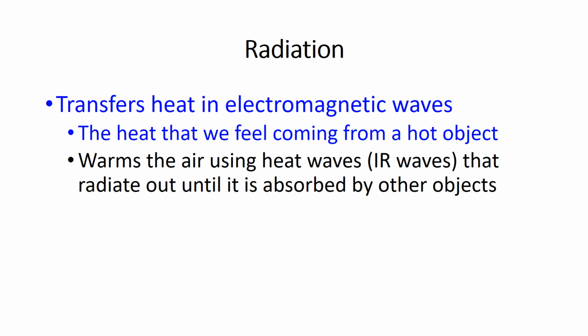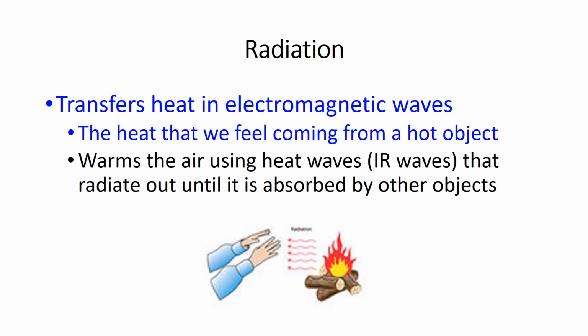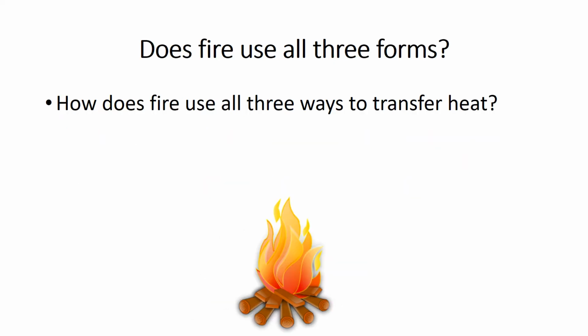Radiation is the final way that heat can transfer. When we're talking about radiation, this is heat that's transferring in the form of electromagnetic waves. We can feel it coming off of that hot object. So if you stand next to the heater, you can feel the heat without touching it. Just by standing in front of the heater, we can feel it moving away. This warms the air using infrared waves, and they radiate outwards until they're absorbed by another object nearby. So again, you think about the heater, that heat is just spreading outwards in the form of waves.